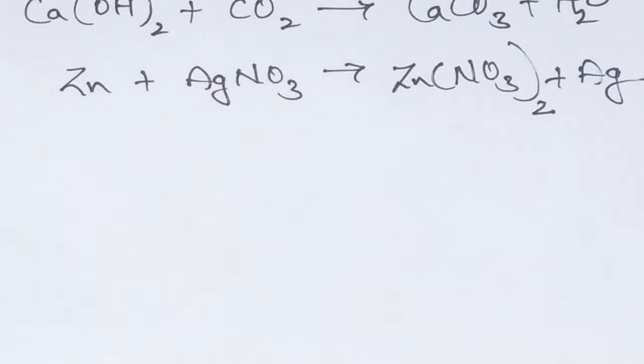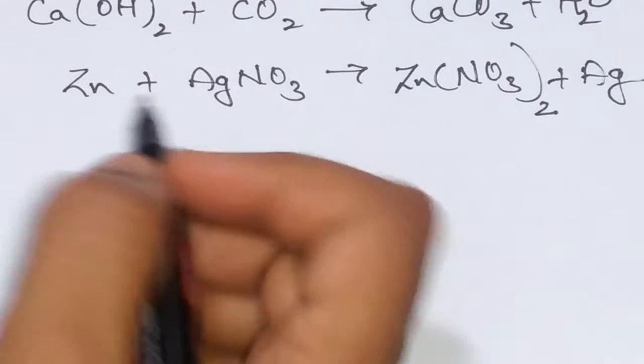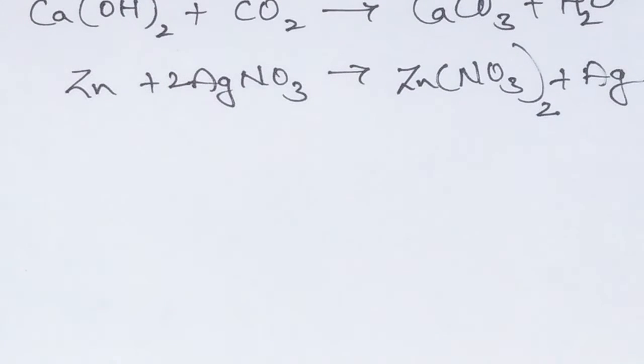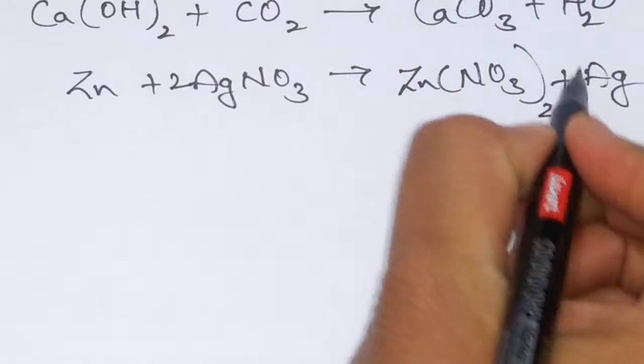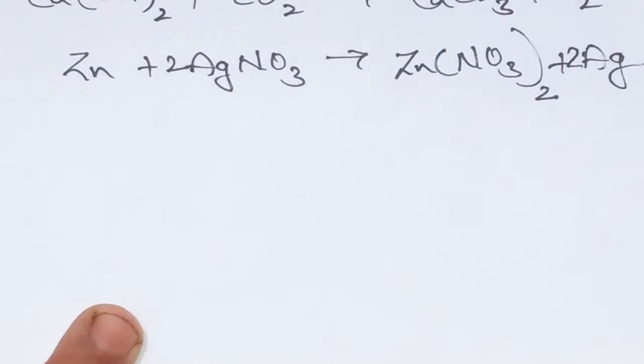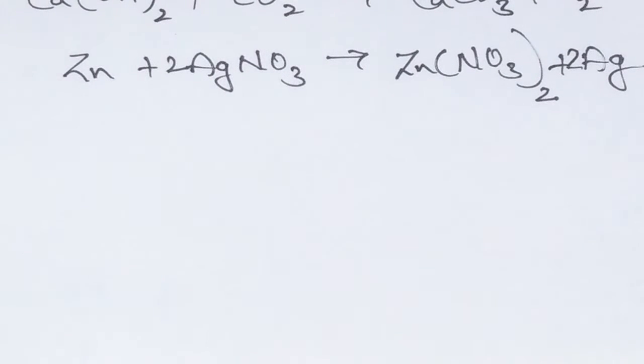Here actually the question is asked only for balancing. Write the chemical equation and balance. But we'll try to identify the type of reaction also. So what we'll do here, NO3 is taken 2 times on the right side. So let us write 2 before AgNO3. All oxygens and nitrogens will be balanced by writing 2 before AgNO3. But silver also should be balanced now. So let us write 2 before Ag. By this, silver also will be balanced, on both the left side and right side.